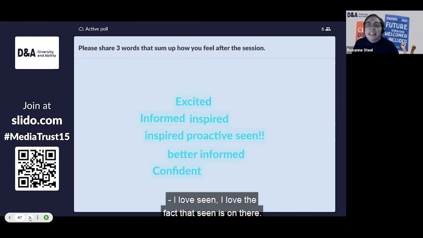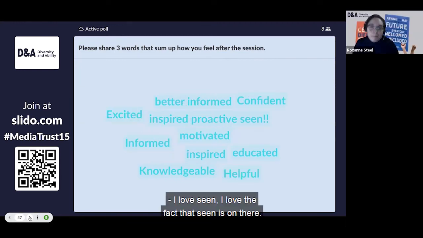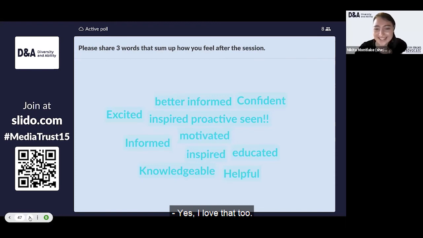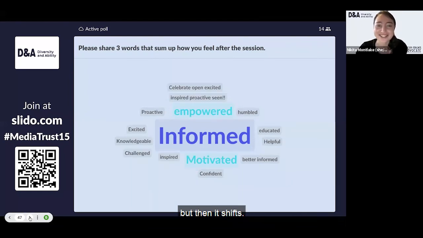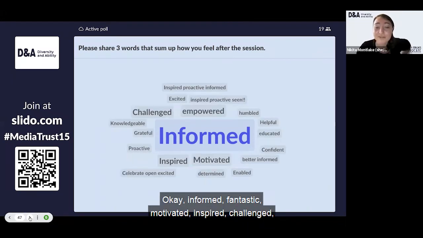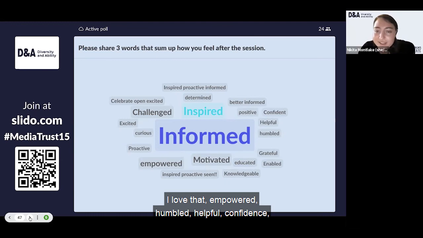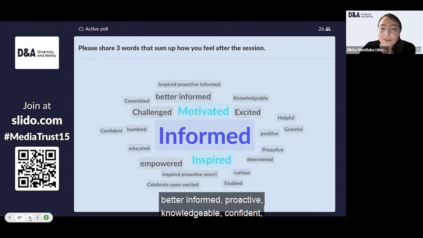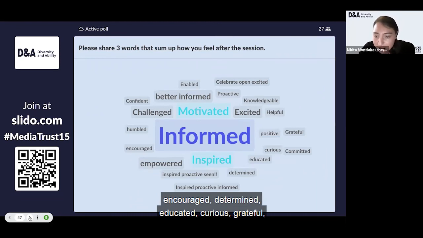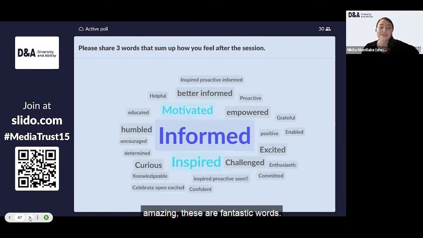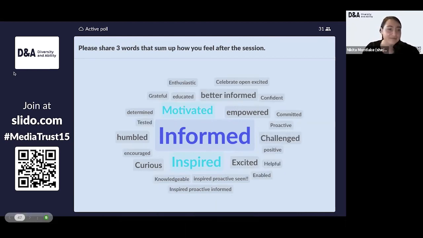As you can see, I love seen. I love the fact that seen's on there. Yes. I love that too. Fantastic. Slido is very inaccessible in the beginning, but then it shifts. Okay, informed, fantastic. Motivated, inspired, challenged. I love that. Empowered, humbled, helpful, confident, better informed, proactive, knowledgeable, confident, encouraged, determined, educated, curious, grateful, amazing. These are fantastic words. I'm really loving to see this.